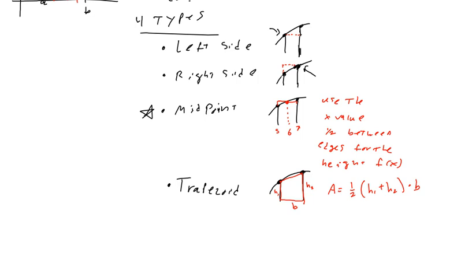So you're going to find these two heights, which are going to be the two function values, f of x1 and f of x2, right? Add those two heights together, divide by 2 or multiply by half, and then multiply by the base, the delta x distance across those two sections. And this is the trapezoid rule.